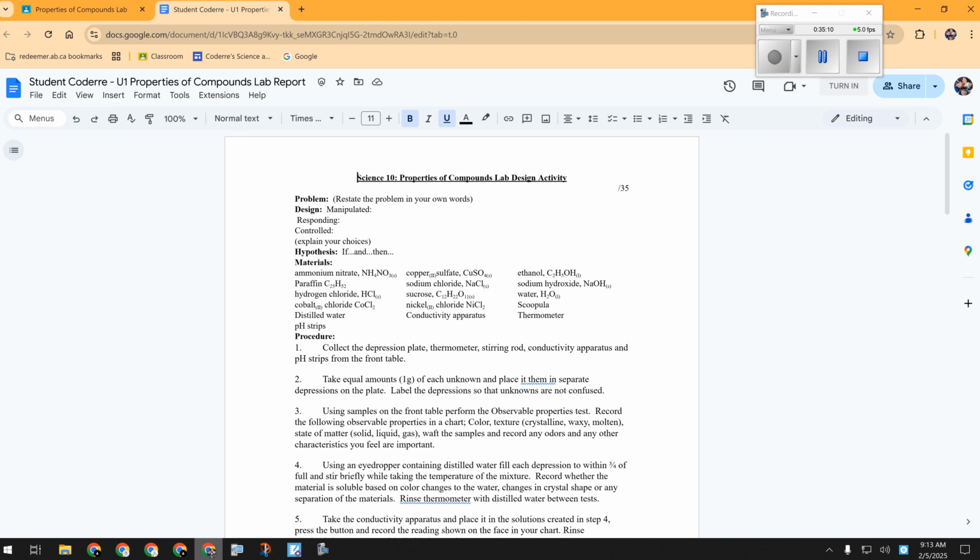Okay, so remember that in your explanation, you're going to say the manipulated variable is the various unknown substances, something along those lines. And then in your explanation, you need to tell me how that's being manipulated, which I already said, and why. Do they all have different physical properties? Would that be why we're testing them all?